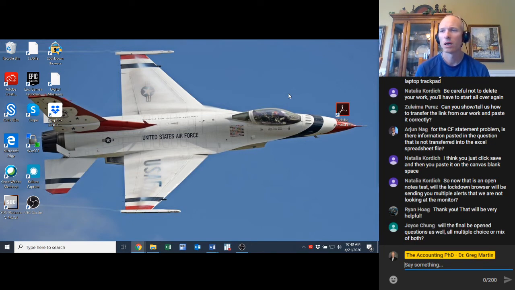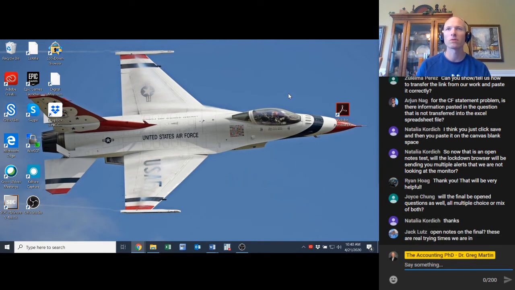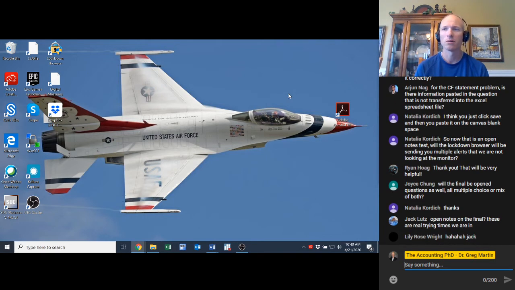Will the final be open question? It'll be a mixture. So Joyce, it will be a mixture, about half and half. About 50% of the points are multiple choice, and about 50% of the points will be short answer, short workout, computation kinds of questions. There aren't going to be long comprehensive problems, just because that's not practical. I think the biggest problem might have 3 journal entries at the most.